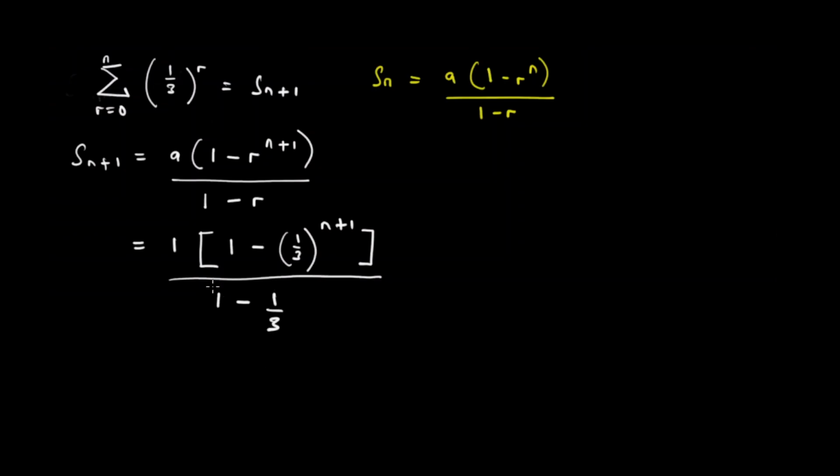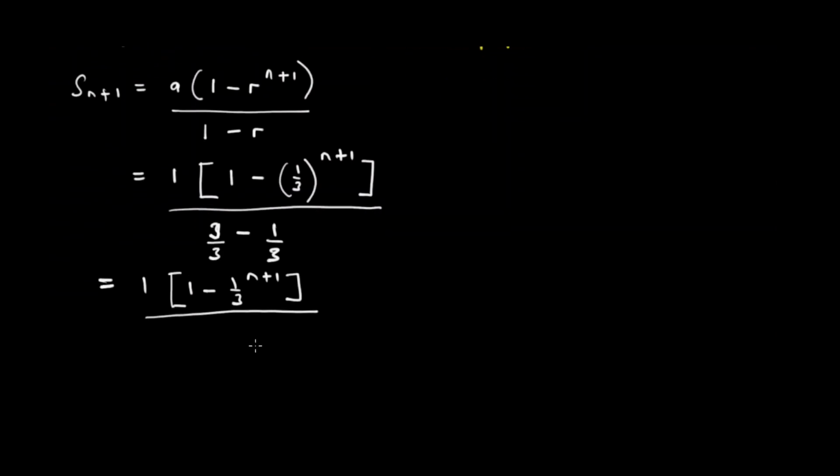So let us evaluate this. This is then equal to 1 minus a third to the power n plus 1, over 1 minus a third, which is 3 over 3 minus 1 over 3, and we see that the denominator is 2/3, like this.